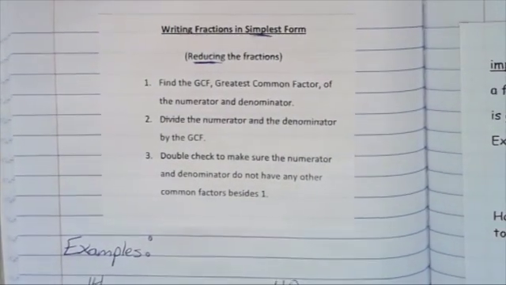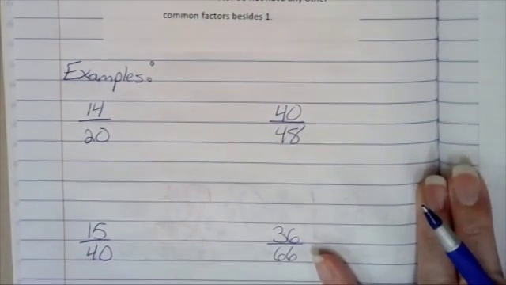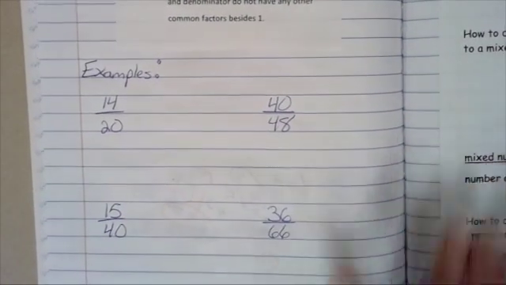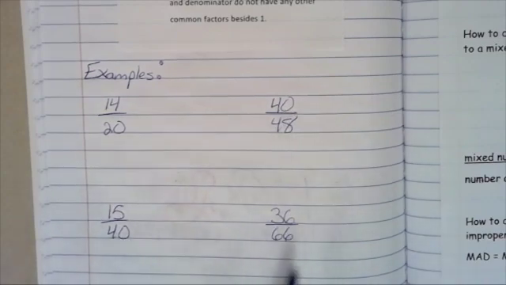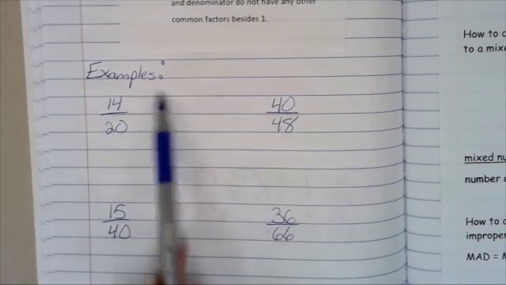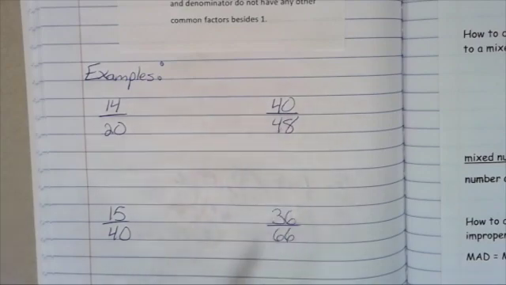All right, so you have 4 examples. Make sure you write these examples underneath your notes that you glued down. 14/20ths, 40/48ths, 15/40ths, and 36/66. Pause the video and write these in simplest form. I want to see what you divided by. You have to show me what you're dividing by. After you work all 4 of these out, you may unpause the video and check your work.